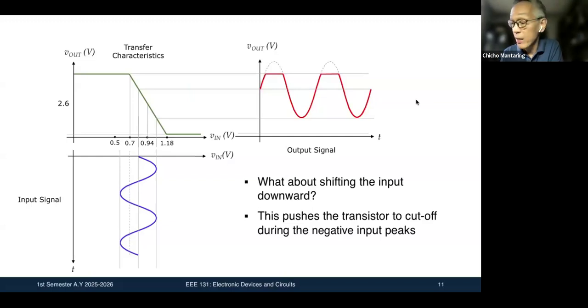So what am I saying here? The choice of your DC component is very important, because if you choose a good value for your DC component, that will maximize the peak-to-peak value of your input signal that you can amplify without distortion.